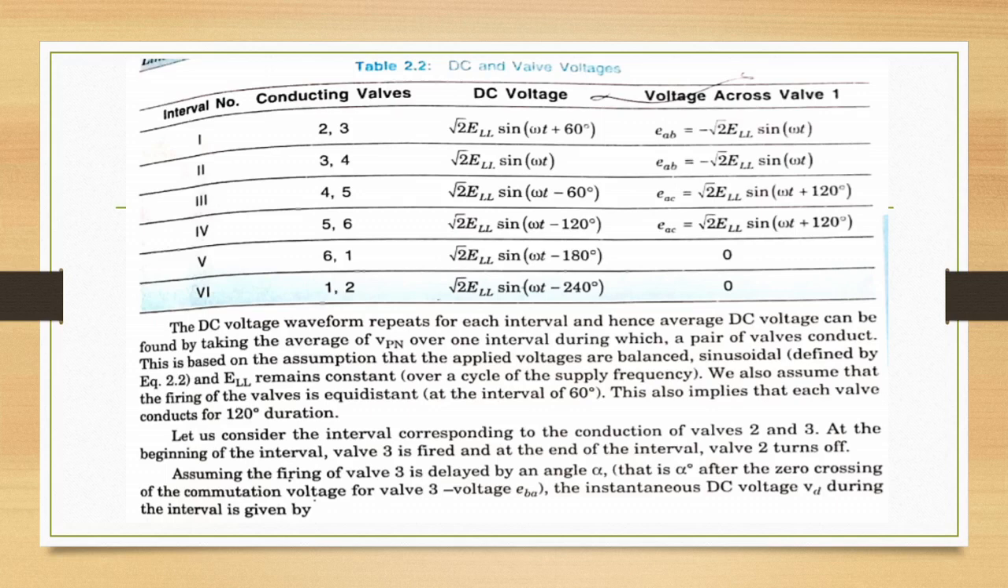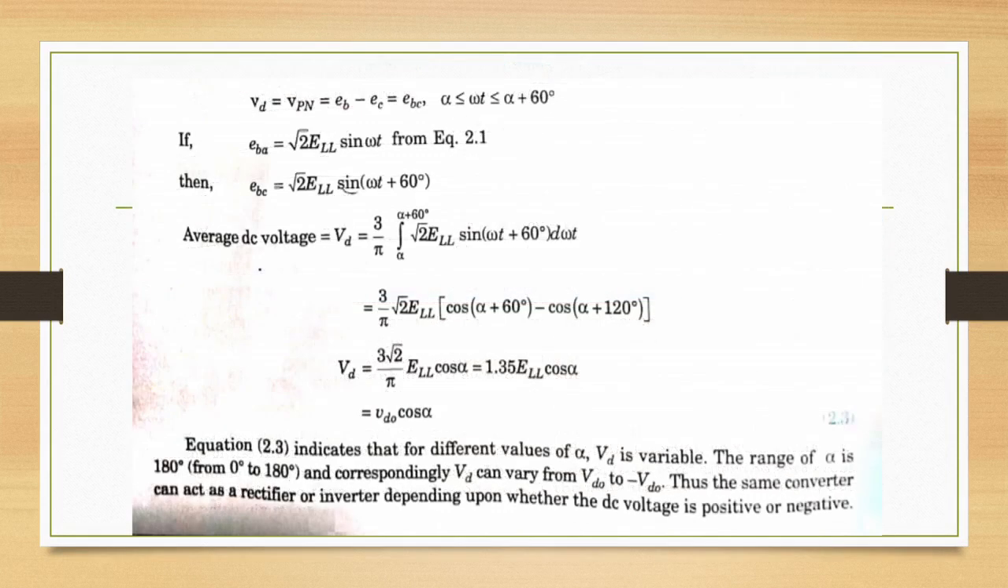So let us consider the interval corresponding to the conduction of valves 2 and 3. At the beginning of the interval, valve 3 is fired and at the end of the interval, valve 2 is turned off. Assuming the firing of valve 3 is delayed by an angle alpha after the zero crossing of commutation voltage for valve 3, the instantaneous DC voltage Vd during the interval is given by Vd equal to Vpn, that is Eb minus Ec, that is EDC, where omega t lies between alpha and alpha plus 60 degrees. So EBA is root 2 ELL sin omega t and EBC is root 2 ELL sin(omega t plus 60 degrees).